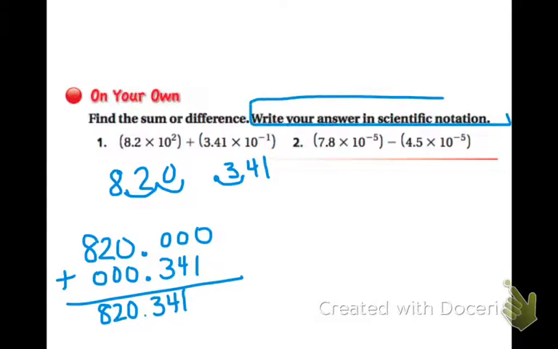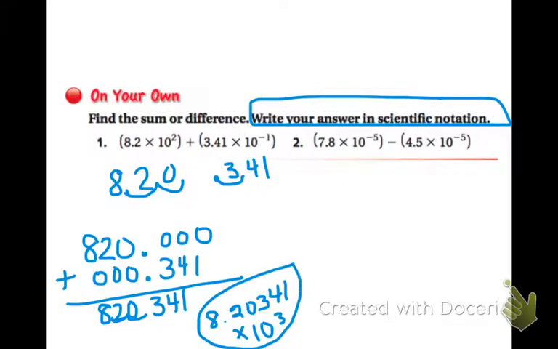So here's the reason why moving the decimal to get something in scientific notation would be better, but here we'd go back 1, 2, so we'd have 8.2000341 times 10 cubed. Okay, sorry, that's so slanty.